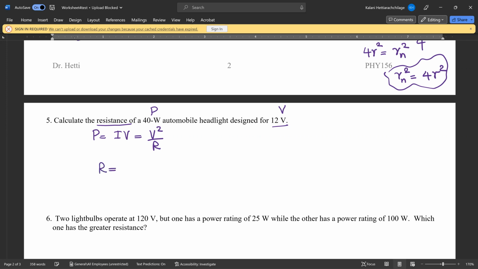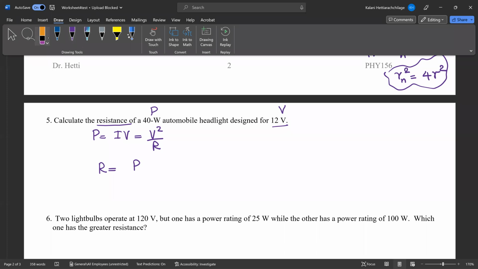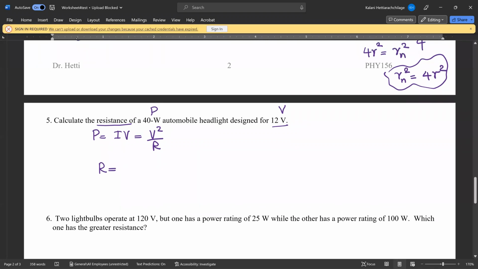According to the question, I do the cross multiplication, and I'm going to find the R from the formula. Write the R from the formula first, and then you can plug in the values. So R equals, you see that with cross multiplication P goes down, that means V squared over P, right?